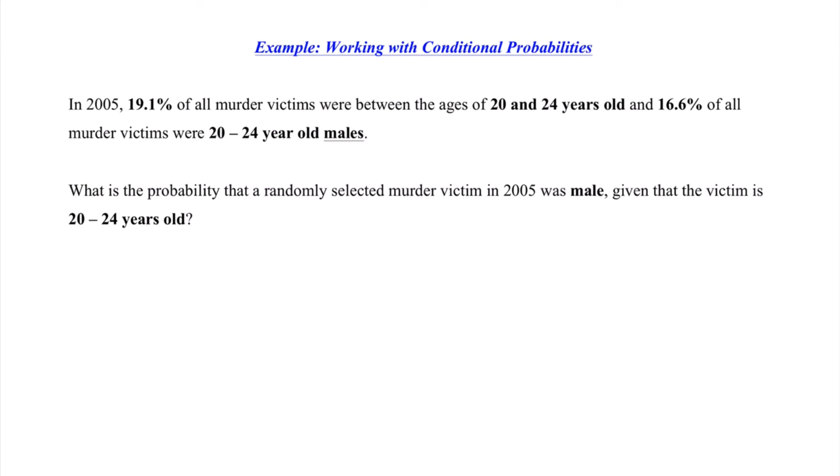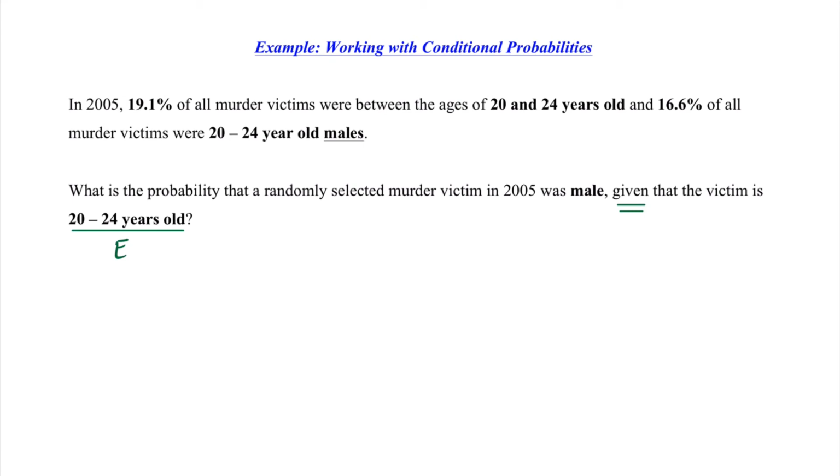As soon as we see the words "given that," we need to be thinking conditional probabilities. That's the toughest part of these problems, though: recognizing which aspect is given and which aspect we are looking for. Since the problem says given that the victim is 20 to 24 years old, that means the age aspect would be the given information, so we get to call the age aspect event E.